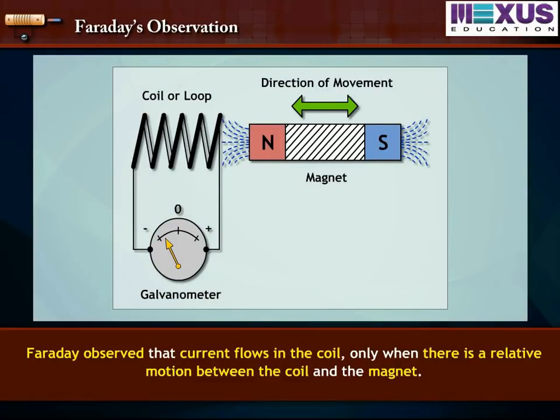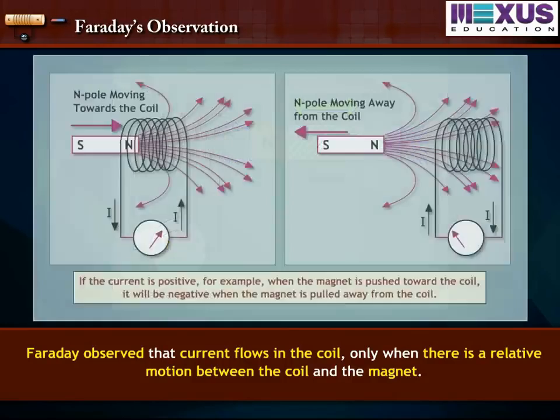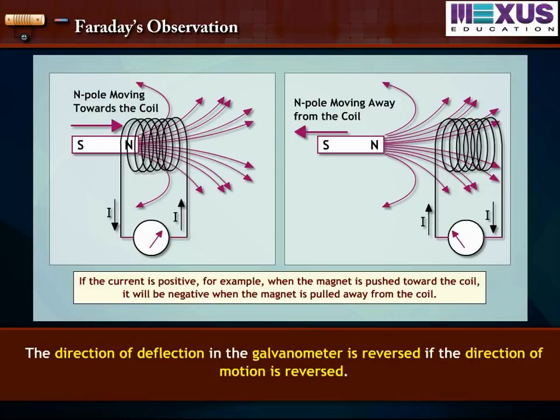Faraday observed that current flows in the coil only when there is a relative motion between the coil and the magnet. The direction of deflection in the galvanometer is reversed if the direction of motion is reversed.